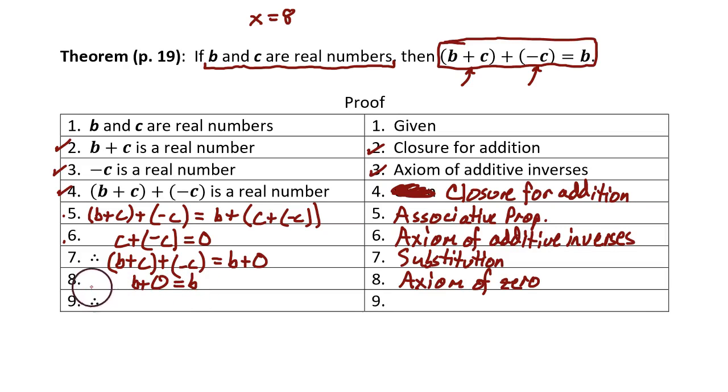Now let's combine that result from number 8 with what we had earlier in number 7. Why is it okay to take the b plus 0 and replace it with just the b? That's substitution. Our last statement matches what we were trying to prove.